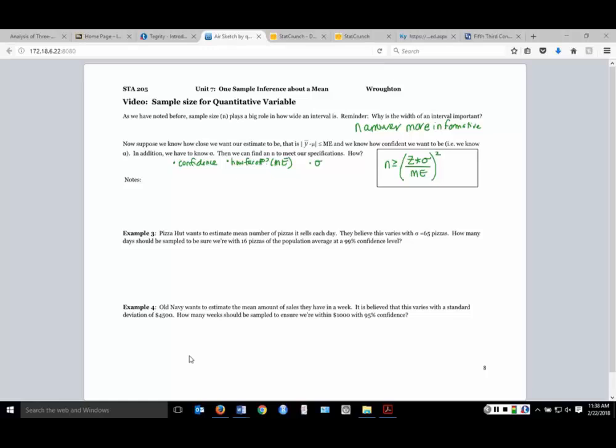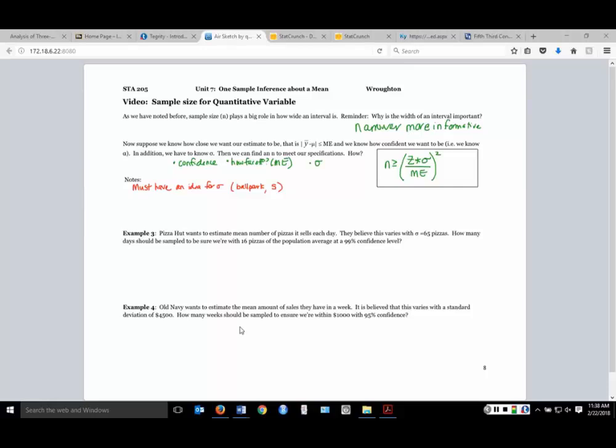So, some notes about this. We must have an idea for sigma. This can either be a ballpark number, or it could be a sample standard deviation that we're using. Like maybe we took a small sample and we at least have an idea of what that must be.